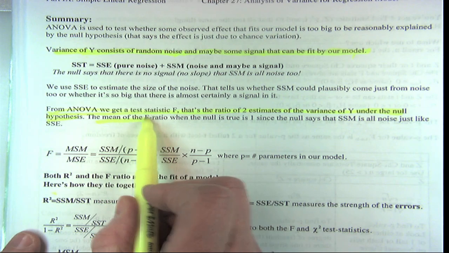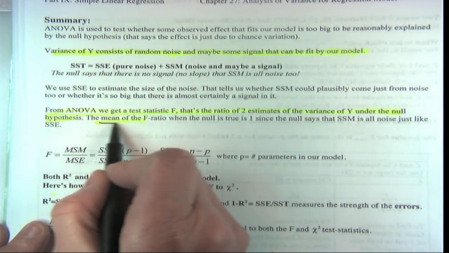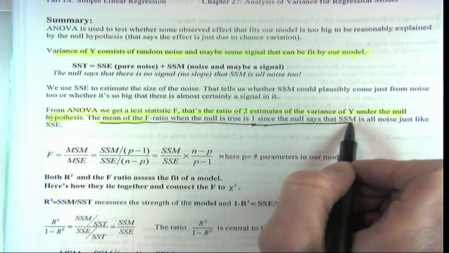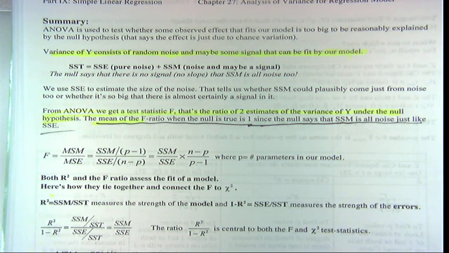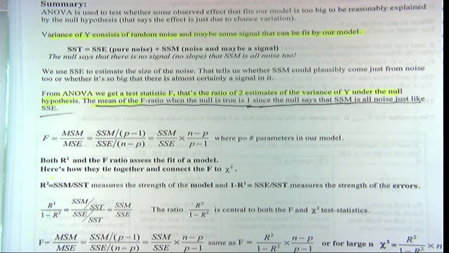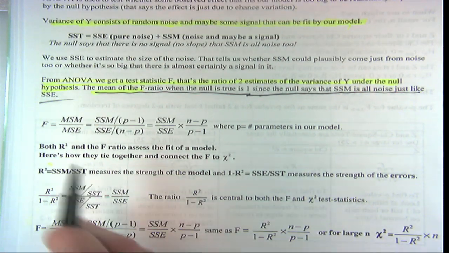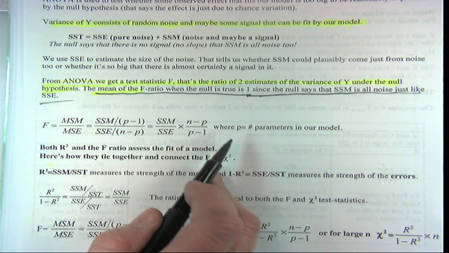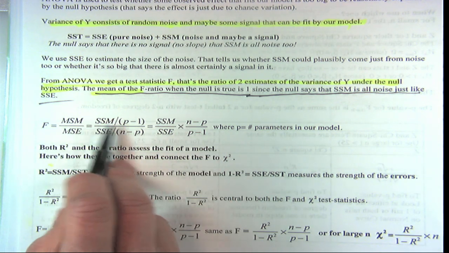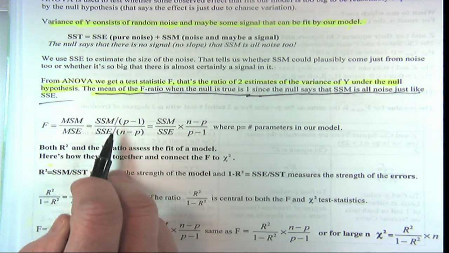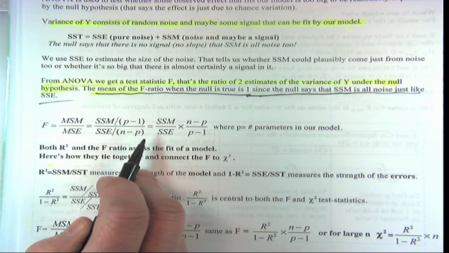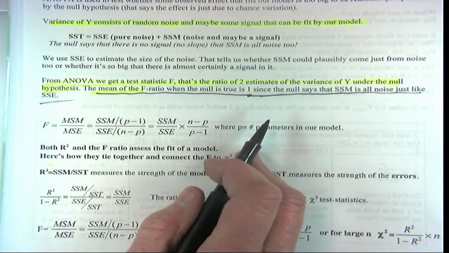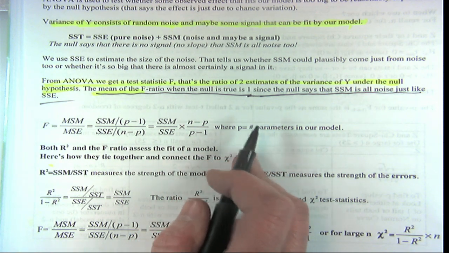Okay, so the mean of the F ratio, this is what we just talked about, when the null is true, is 1, since the null says that they're both noise. Okay. Now, this is what the F statistic is. Right here. It's the ratio of these two divided by their degrees of freedom. And this makes the F centered at 1, okay? When the null is true.